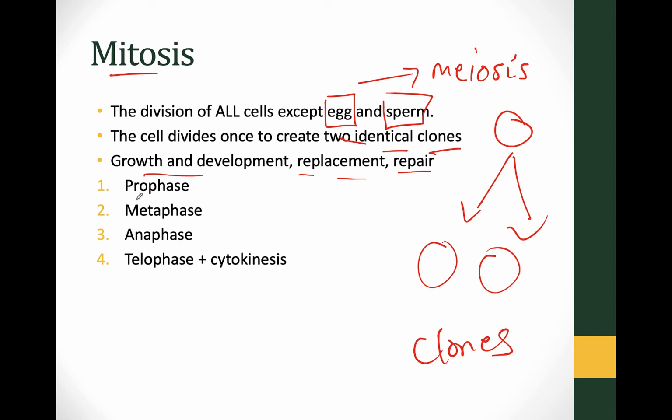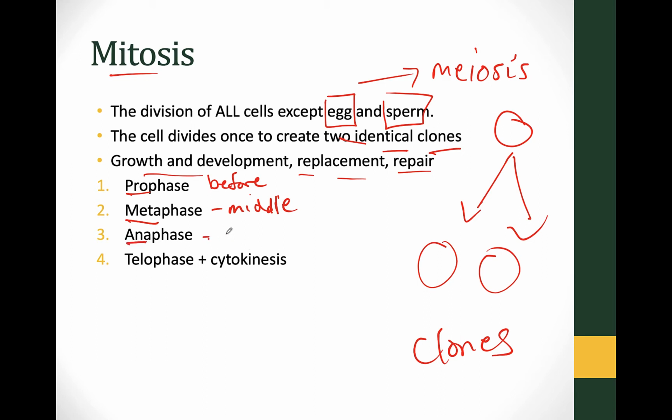So if you think about what these words mean, pro means before, kind of like prototype. So you would make a prototype of something before you actually just sent something off to a manufacturing line to make a bunch of them. Meta means middle, and that's going to come in handy for remembering where the chromosomes are.